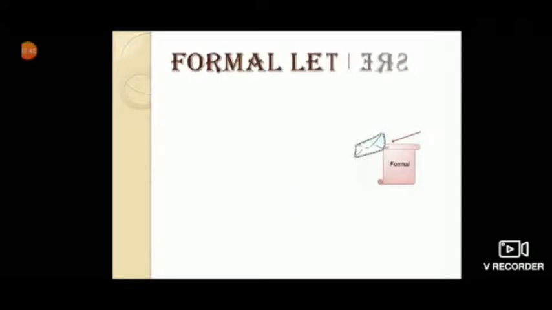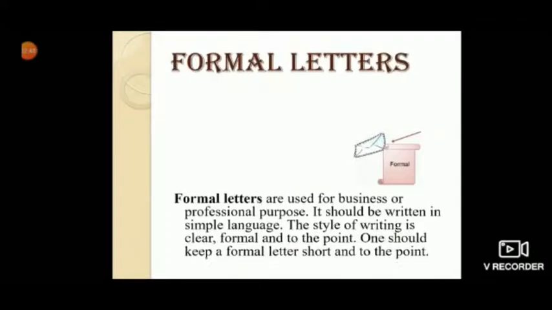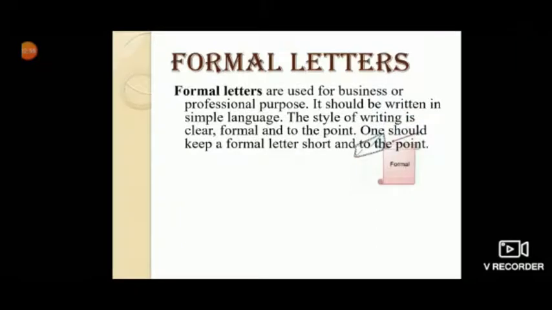Next we will learn about formal letters. What is a formal letter? Formal letters are the letters which we use for business or professional purpose. It should be written in simple language. The style of writing is clear, formal, to the point and short.